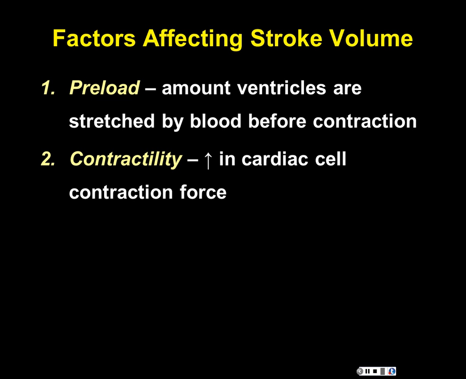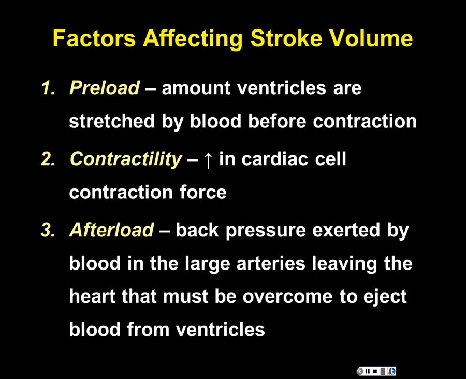Because we increased contractility. So epinephrine, norepinephrine causes the contractile cells to beat really strong, more forcefully, than if those hormones were absent. Another factor that influences the volume of blood exiting the heart is called the afterload.